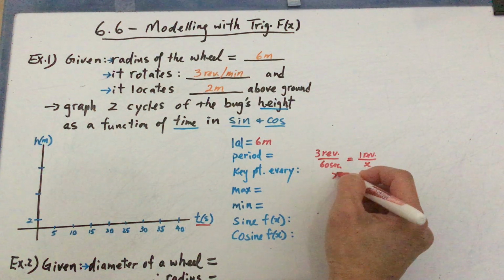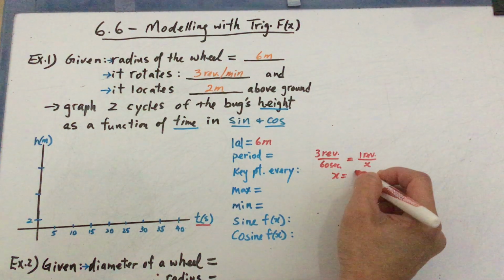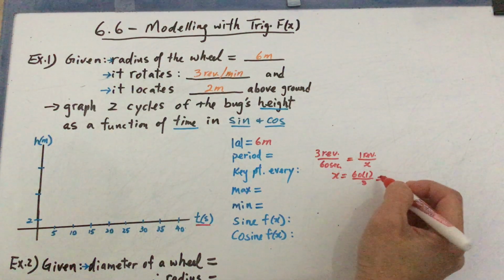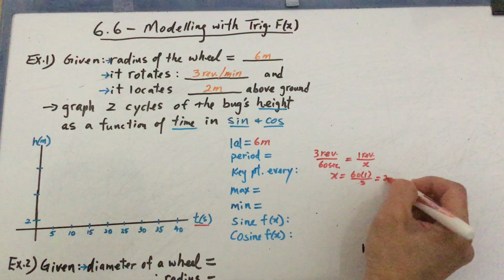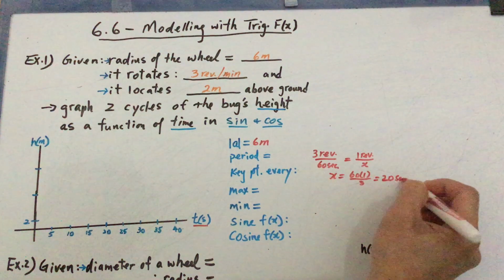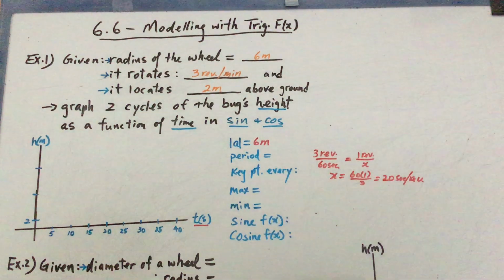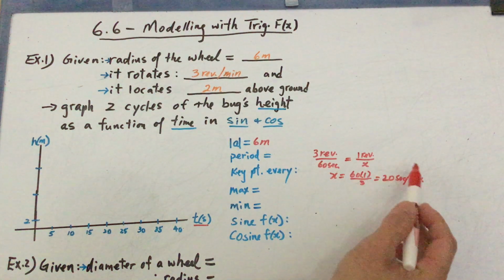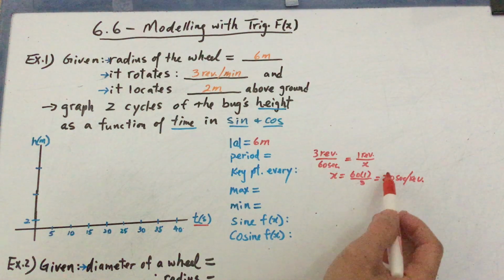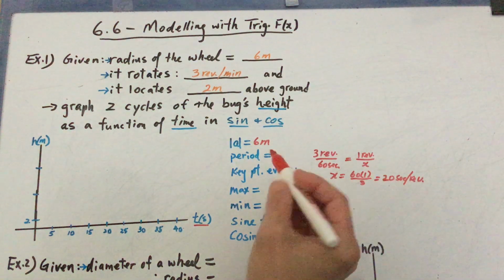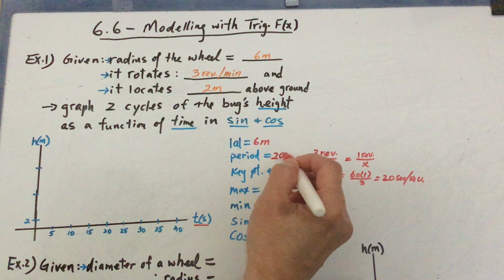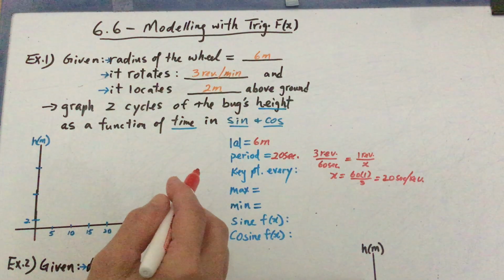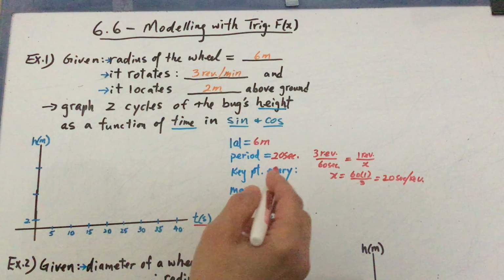So cross multiply, and you can solve for x as 60 times 1 and then divided by 3. And then you will see the time in seconds per revolution. So this is going to give you 20 seconds per revolution. Okay, so why is this important? Well, now we know that every 1 rotation or 1 revolution is 1 cycle, that is the period. So I can now say that the period is 20 seconds. Every 20 seconds, the wheel is going to go 1 rotation.